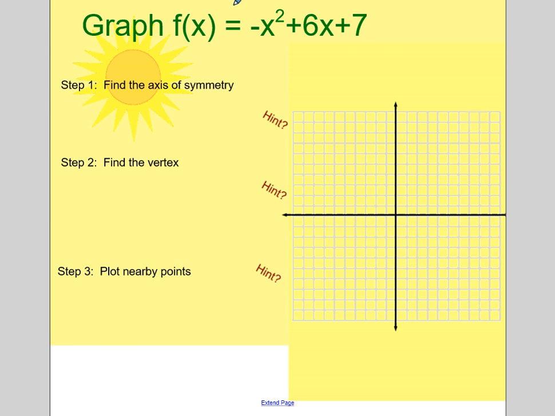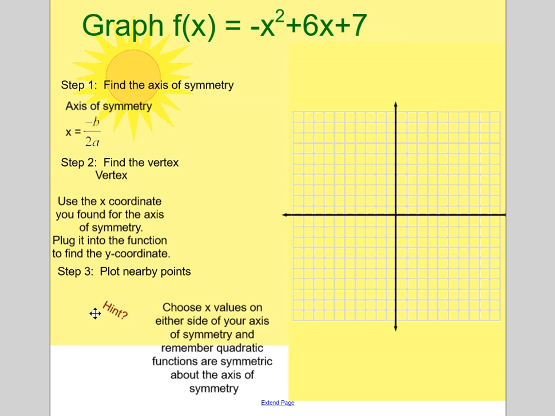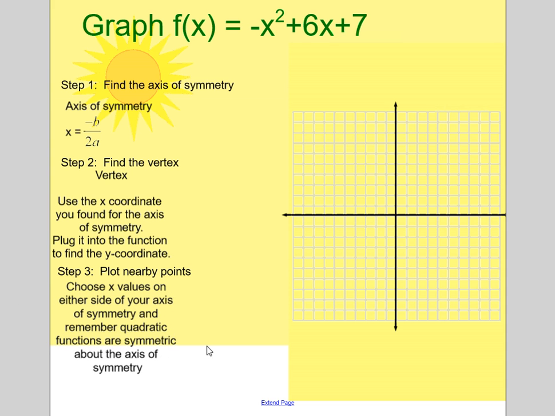Okay. So first step, remember, is to use this lovely axis of symmetry formula. Next step is to find the vertex. Last step is to plot the points nearby. So we're going to choose x values on either side of our axis of symmetry and graph them. So I am going to find my a. In this case, it's a -1. So a is -1.